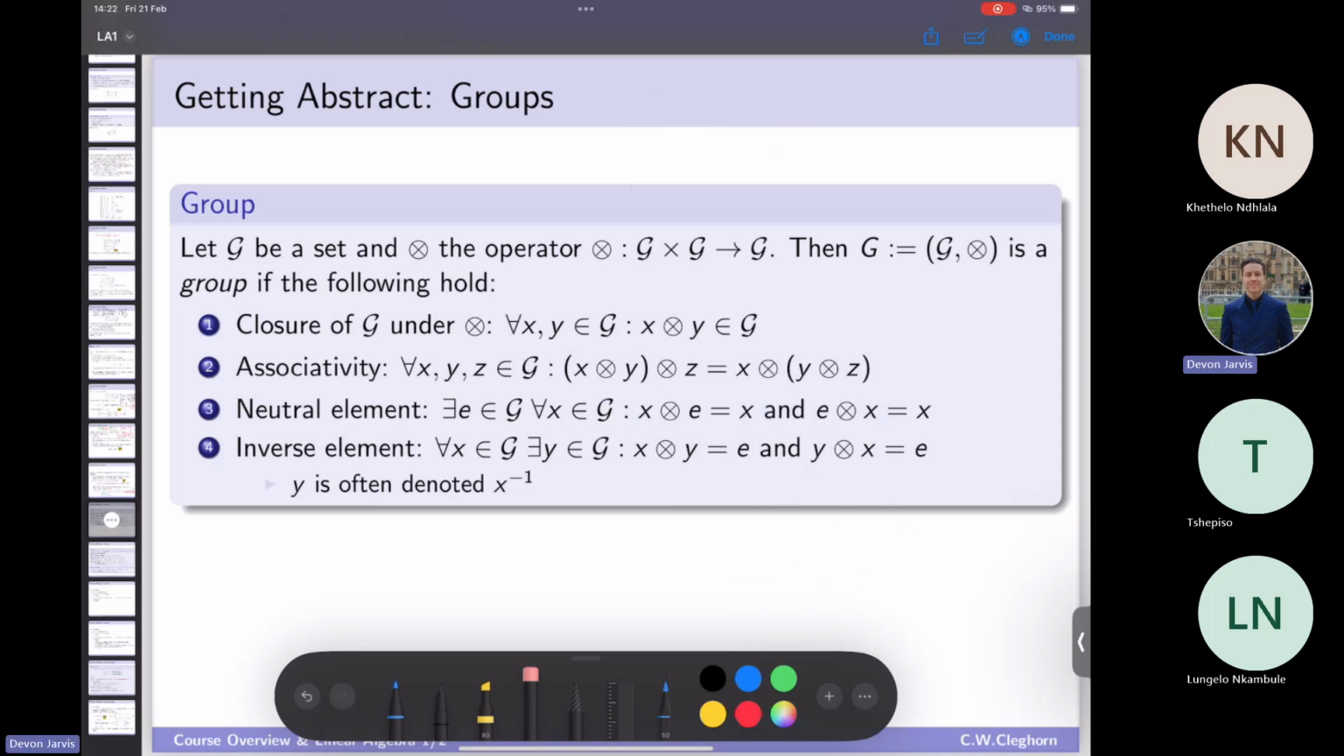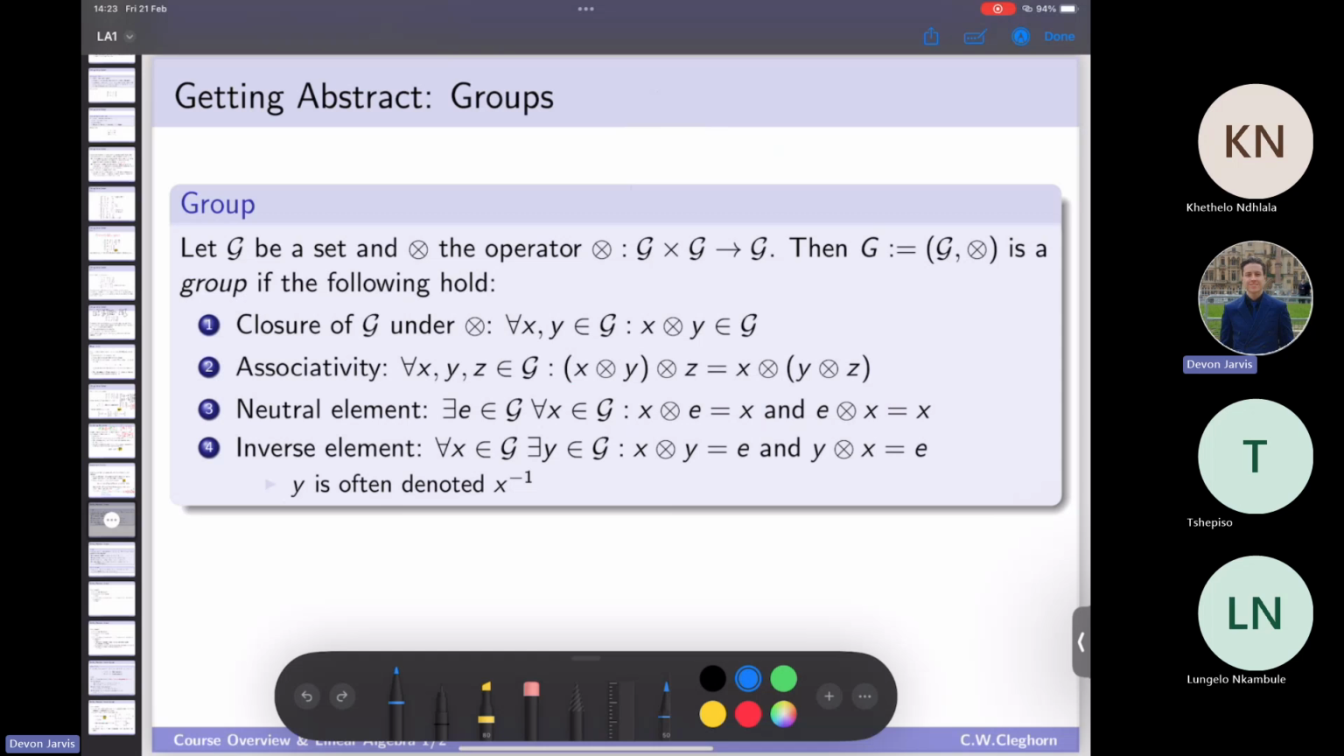Okay, and then lastly, we need to have an inverse element, which says that given that I have picked my identity element, for every x that I can pick in G, there must be some other y, at least one of them, that will map me back onto the identity. Okay, so the most common version of this that you know of is just inverse, right? So you can see at the bottom here, we often denote it with x inverse.